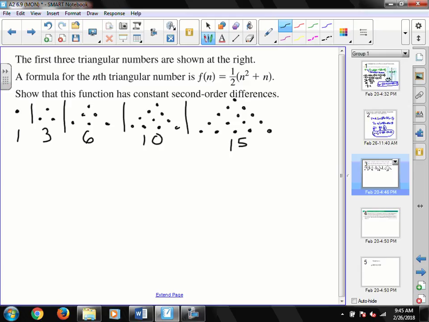What do you think the next triangular number is going to be? 21. It is almost like a pattern. So what we're going to do is take a look at these numbers.